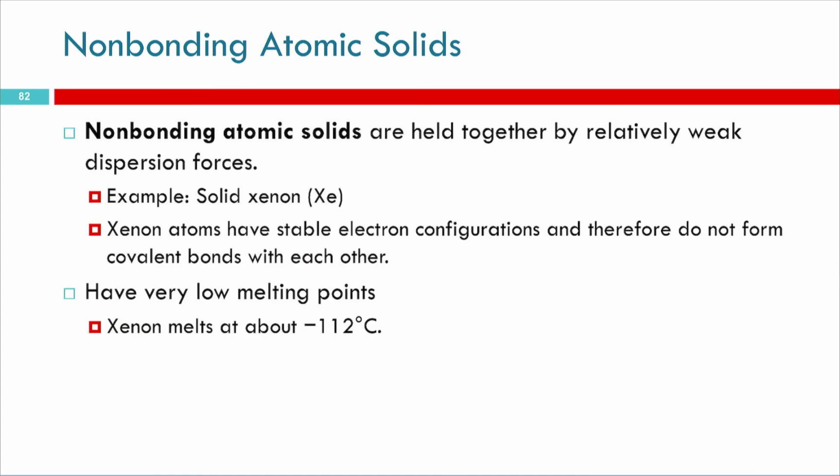Our non-bonding atomic solids are things like solid xenon, which are just held together by relatively weak dispersion forces. Xenon atoms have stable electron configurations and therefore do not form covalent bonds with each other. They already have 8 electrons, so they don't want to form covalent bonds. And they have very low melting points, where xenon melts at about negative 112 degrees C.